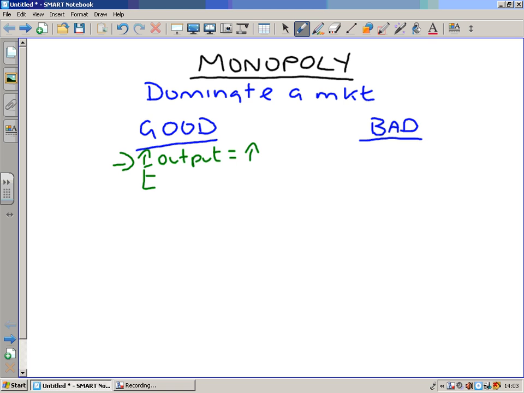Because they've got a high output, they should be able to take advantage of high economies of scale. So, for example, they can afford to invest money in research and development to make things better. They have the ability to buy things in large quantities. The benefit of this should be that they have a lower average total cost than a firm which doesn't have a high output, so one in a competitive market, for example.